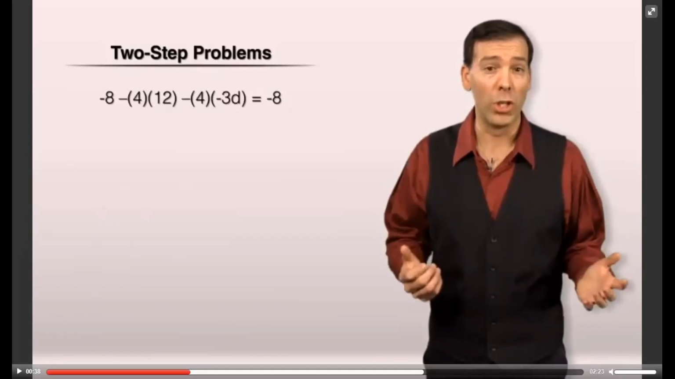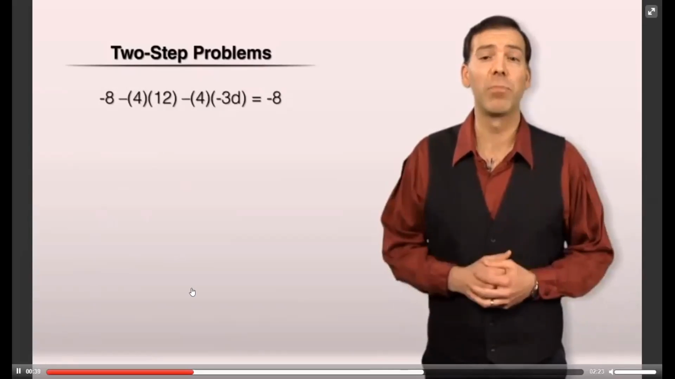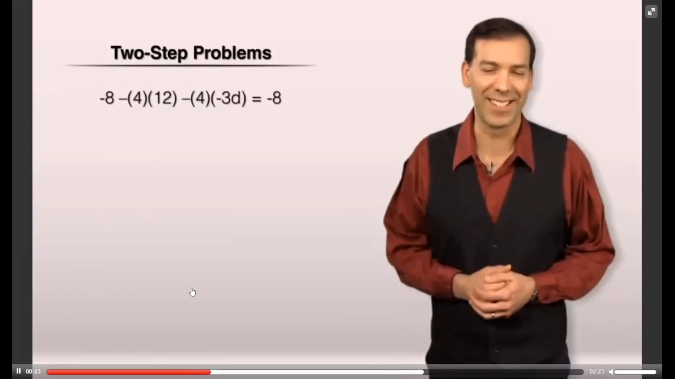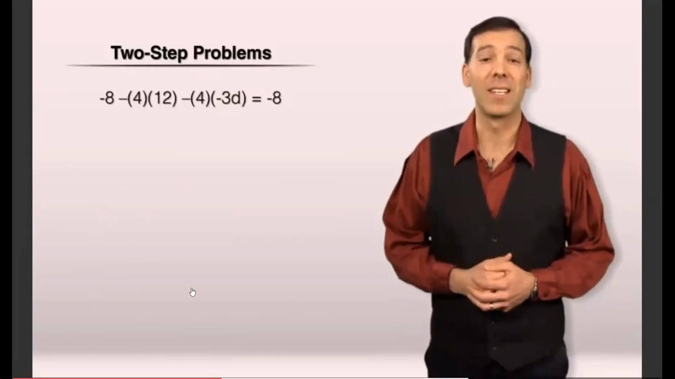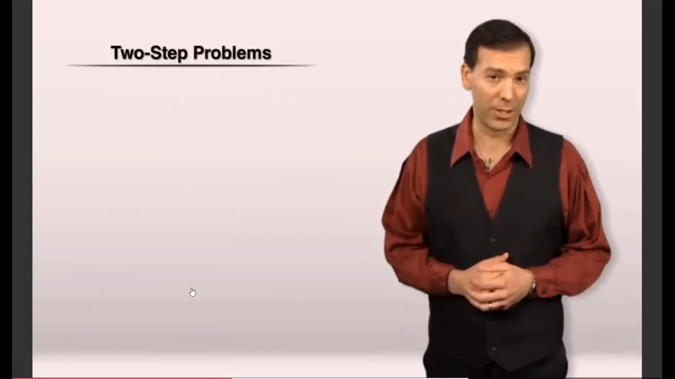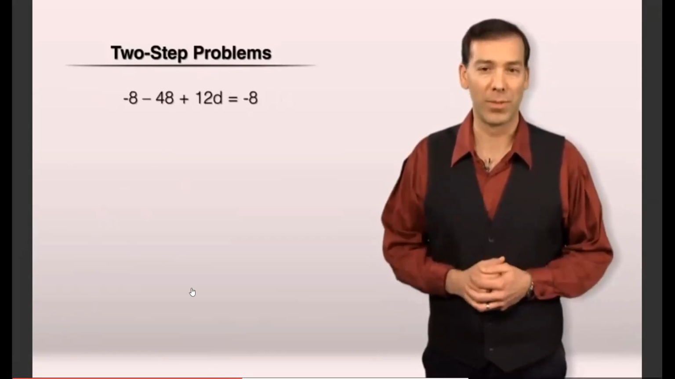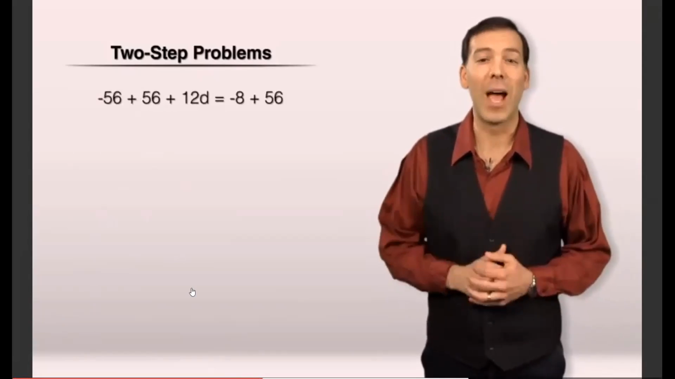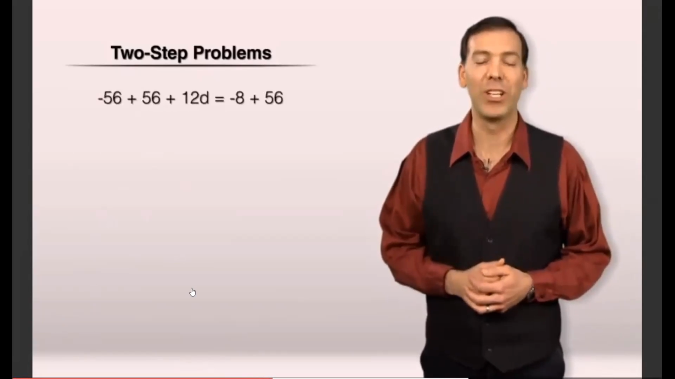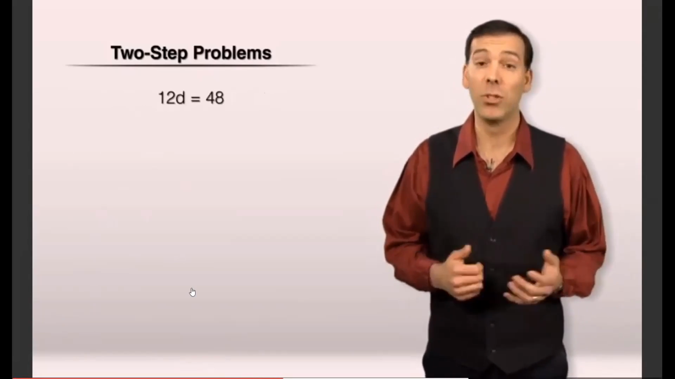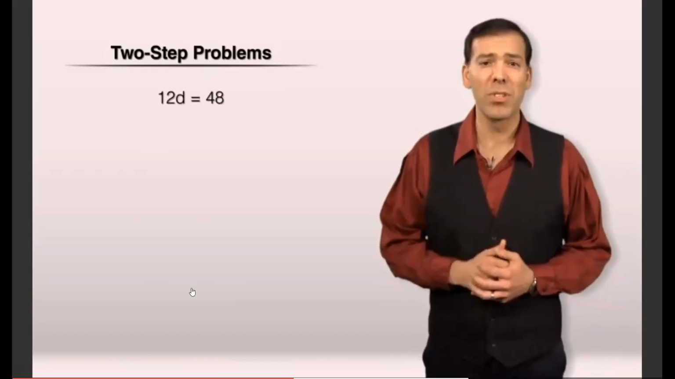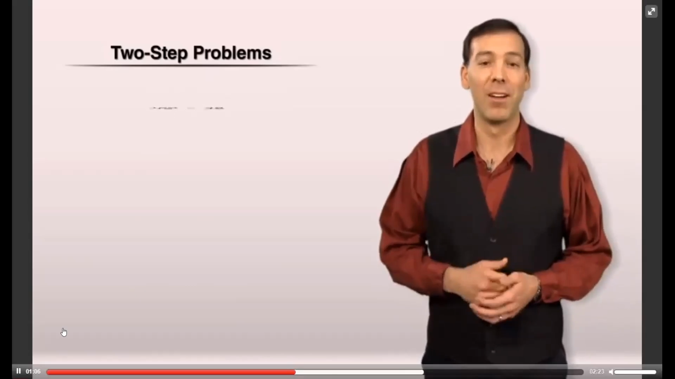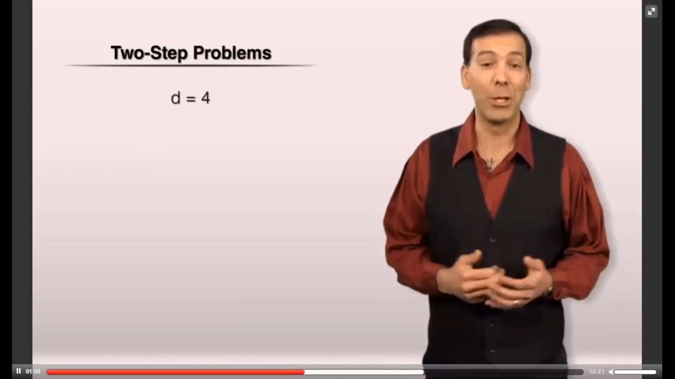So watch those signs. Use the distributive property to distribute -4 to both terms inside the parentheses. Remember, the 4 has a negative sign with it for the multiplication. Join like terms, in this case, the numbers without variables. You can now add 56 to both sides using the additive property. To get d by itself, divide both sides of the equation by 12 using the multiplication property. 48 divided by 12 equals 4.